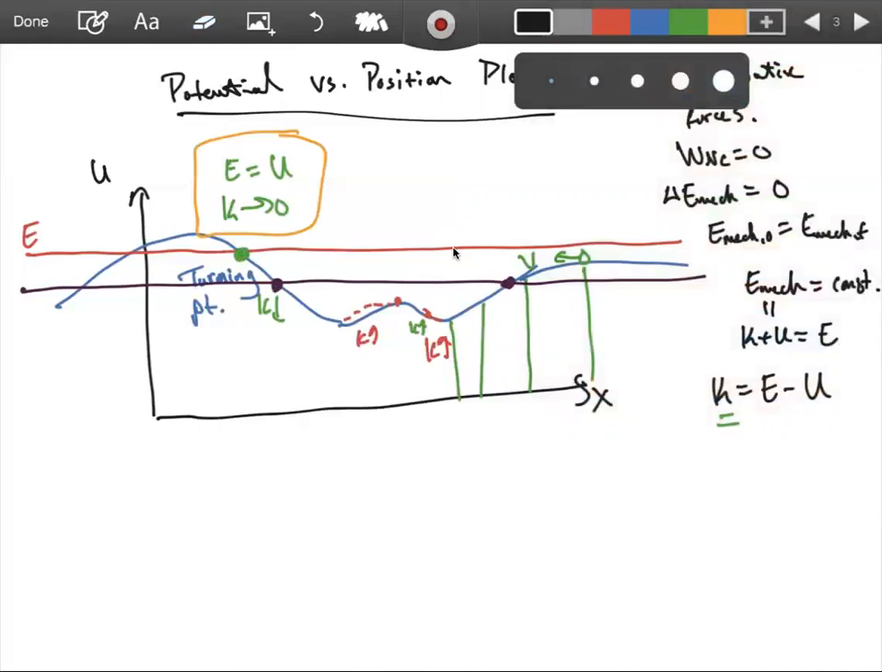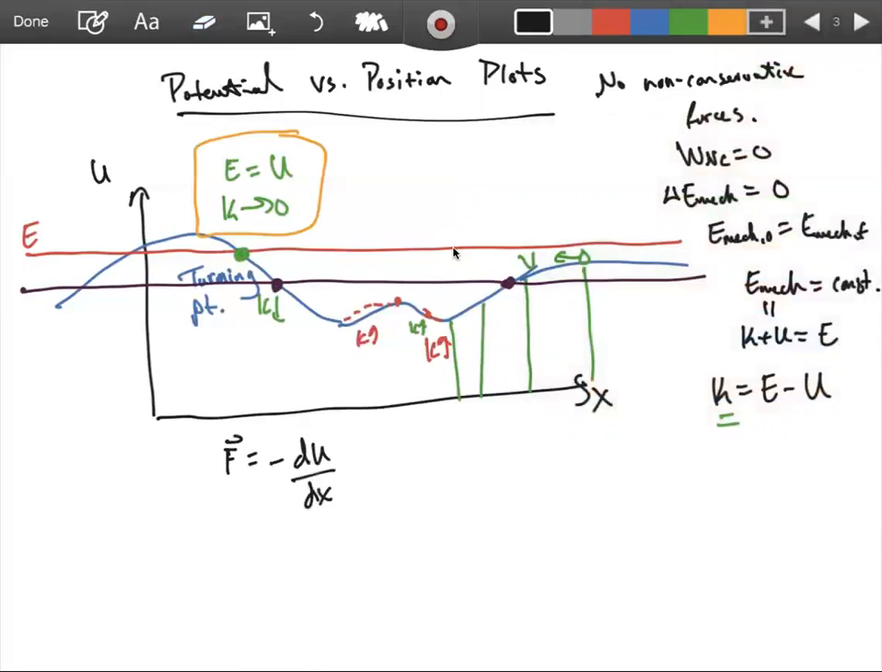What else can I find? Well, I can also find the force. We know the force is simply equal to minus the derivative of the potential with respect to position. So if I was looking at a given point, let's say this was the point of interest, I would draw my tangent line. The magnitude of my force would equal the derivative of the potential at that point, i.e. the slope of the tangent line, and the direction of the force would be in the opposite direction of the slope, which means in this case, I would have a negative slope.